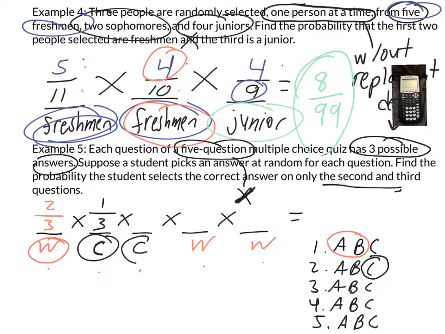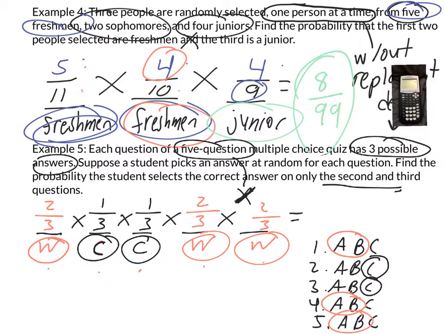Question 3, we also want to be correct. There's one correct answer out of 3 total choices. Question 4, we want wrong. The probability they guessed wrong, in other words. So there are 2 wrong answers, A and B, out of 3 options. And we want question 5 to be wrong. There are 2 wrong options out of 3 total choices.